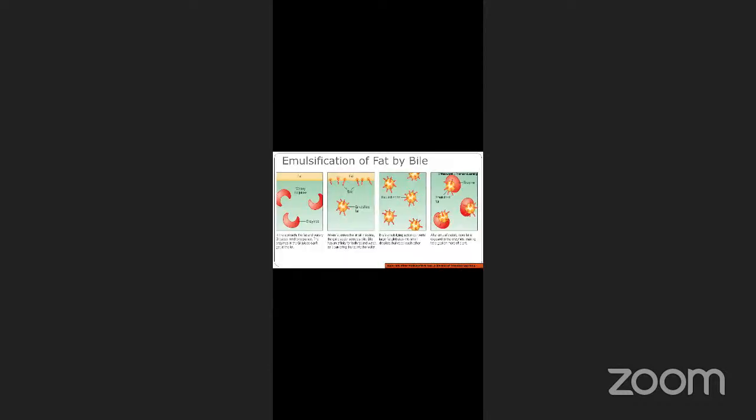So what happens in the intestine? In the small intestine, we have enzymes: pancreatic lipases, then intestinal lipases, then bile, and the emulsification process takes place. So what does this mean?